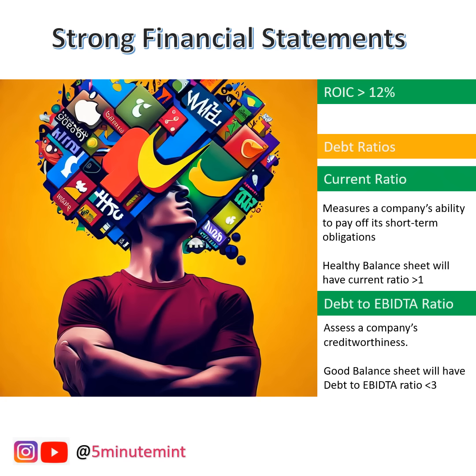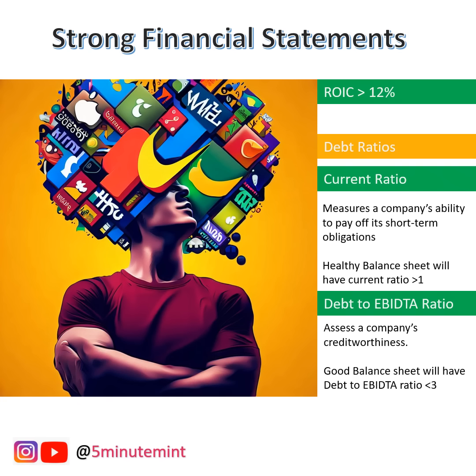The next important attribute to analyze is debt structure of the company. Here we ensure the company has efficient debt management. There are 2 ratios to look at. First one is current ratio and second one is debt to EBITDA ratio. Current ratio and debt to EBITDA ratio are key ratios to evaluate the company's debt health.